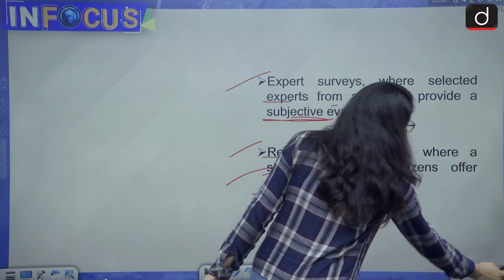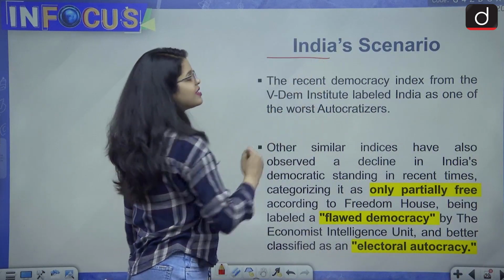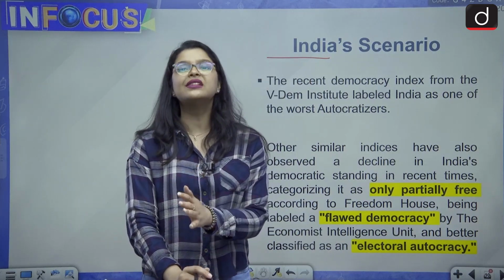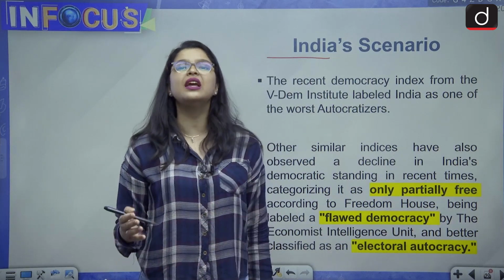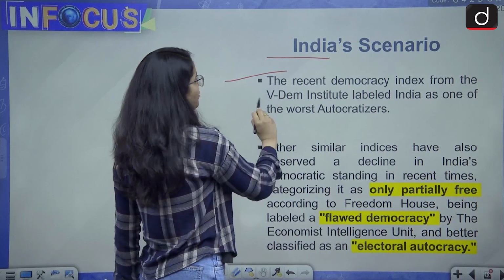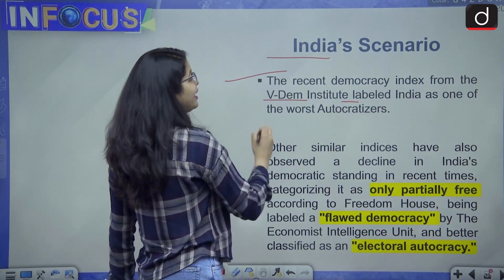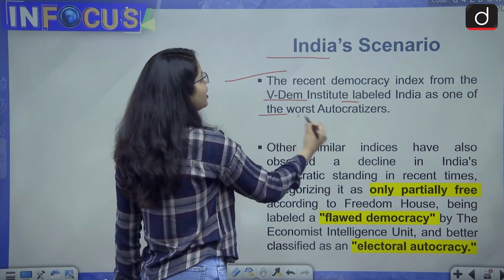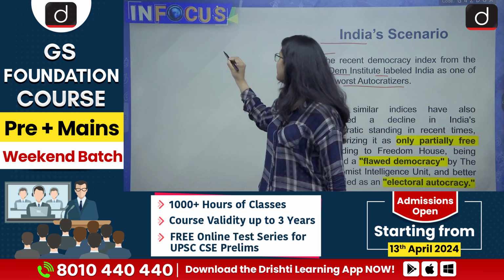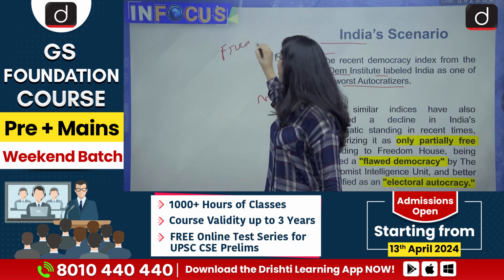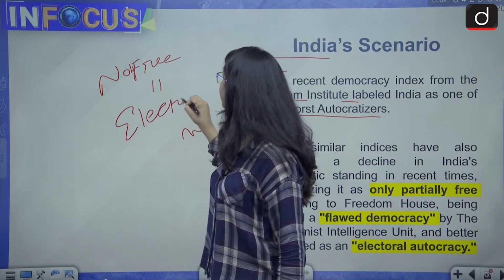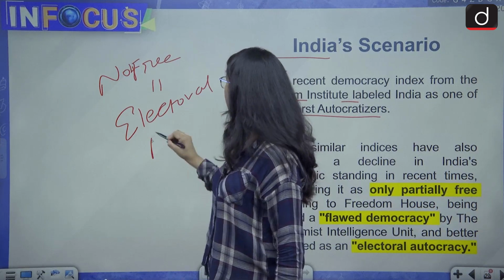Moving forward, let us understand what is currently the India scenario on these global indices and why India is rejecting the assessment of these global indices. The recent democracy index from the VDEM Institute labeled India as one of the worst autocratizers. So basically this has reduced India's rank from a not free democracy to an electoral autocracy.